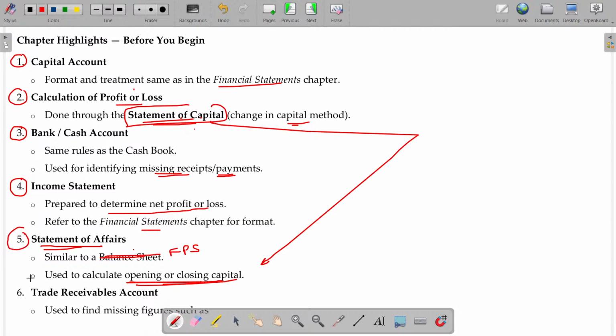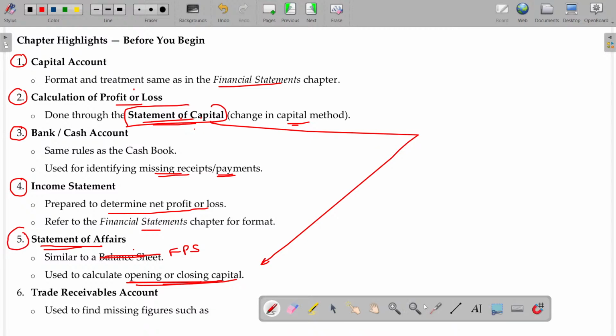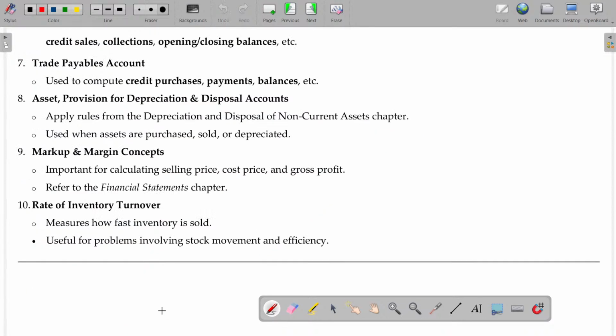And of course, you need to understand the format of the trade receivables account. We might have studied that in the ledger preparation, debtors and creditors, and to find out some credit sales, collections, missing data, those things can be calculated, and trade payables. You even need to know how to prepare the assets, provision for depreciation, and disposal account. For that, just go and refer to the depreciation and disposal of non-current assets chapter, and you have to understand the markup and margin concept also.